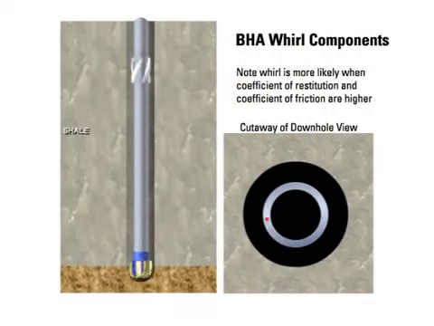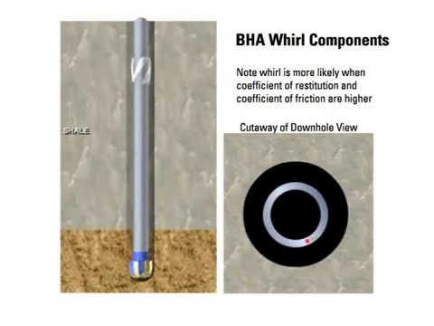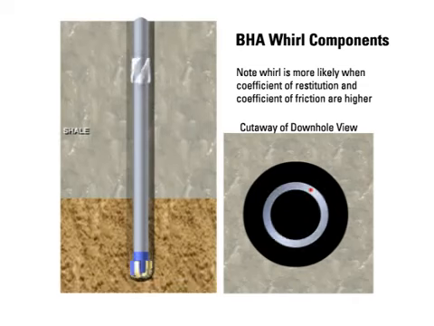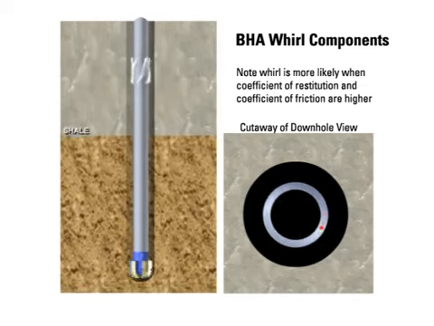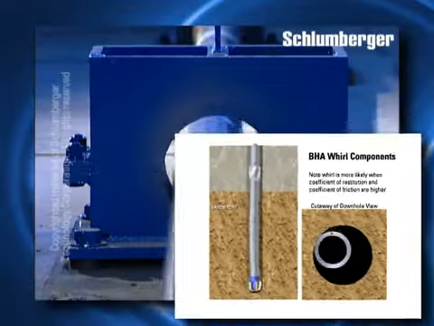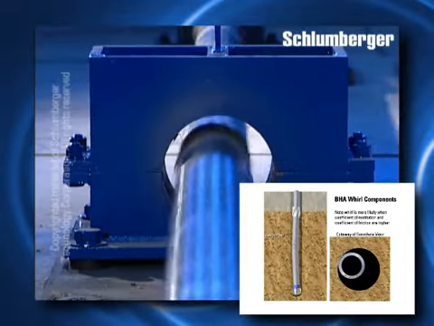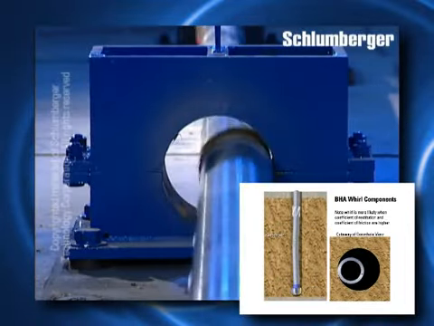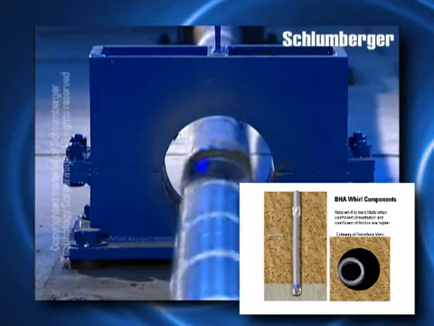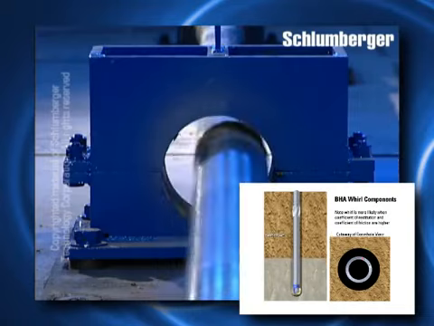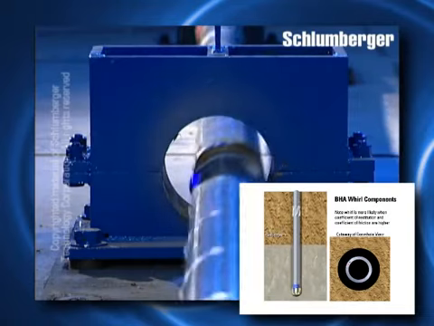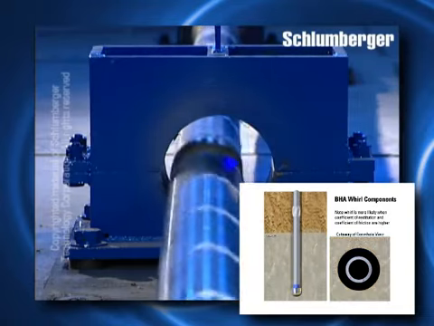BHA whirl is very complex and exists as a result of understabilized drill string and forces acting upon the BHA, such as rotating close to a resonant RPM or enlarged borehole. Whirl occurs most frequently, but is not limited to, near vertical wells. It occurs when there is enough sideways or lateral movement in the BHA for it to contact the wellbore wall.